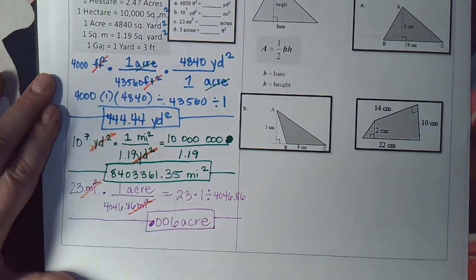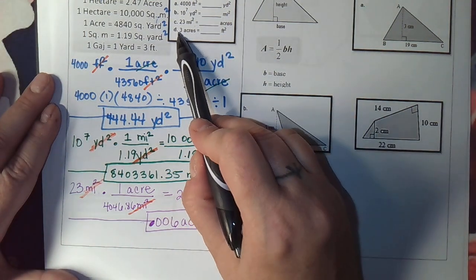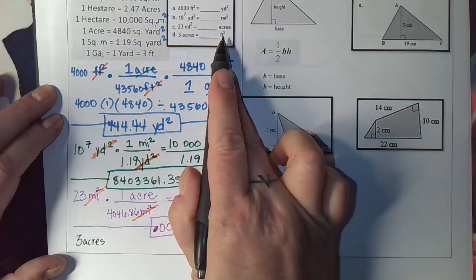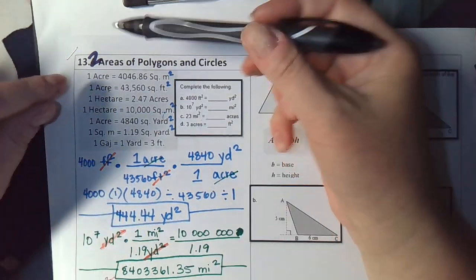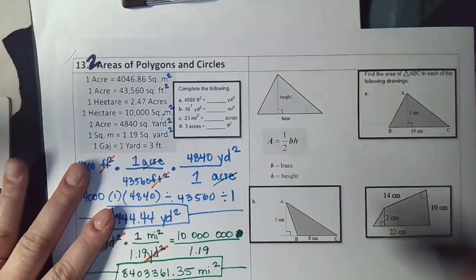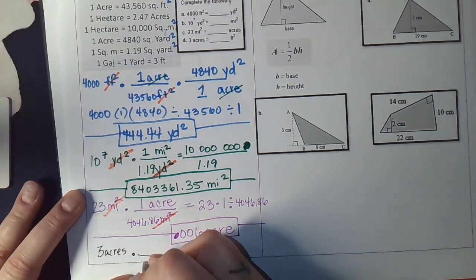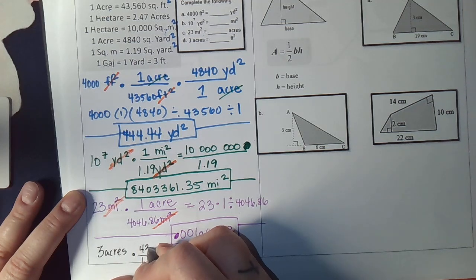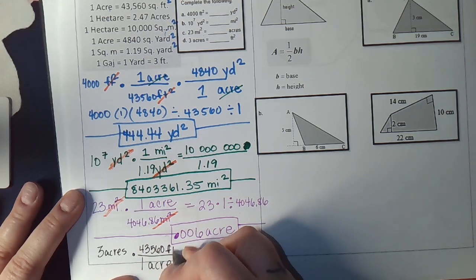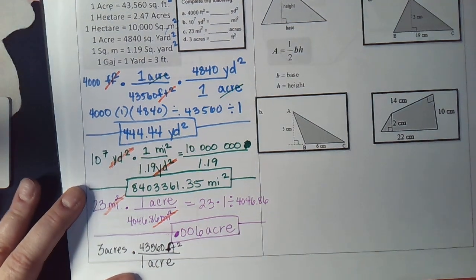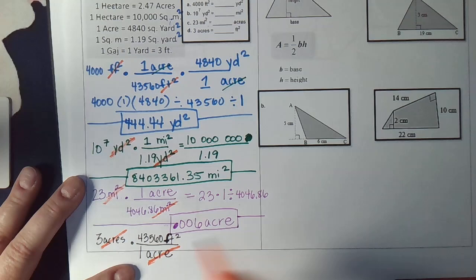Okay, let's look at part D. Part D says 3 acres, 2 square feet. So let's see what has acres and square feet. Not this first sucker, but the second one. It says 1 acre. So that's what I'm going to put on the bottom because I want the acre to disappear. Is equal to 43,560 square feet. Okay. And then the acre cancels on the top and the bottom.